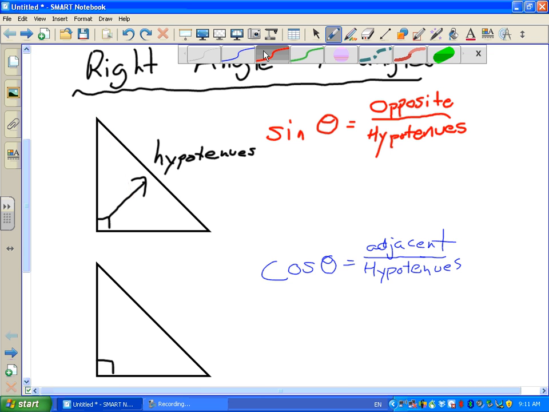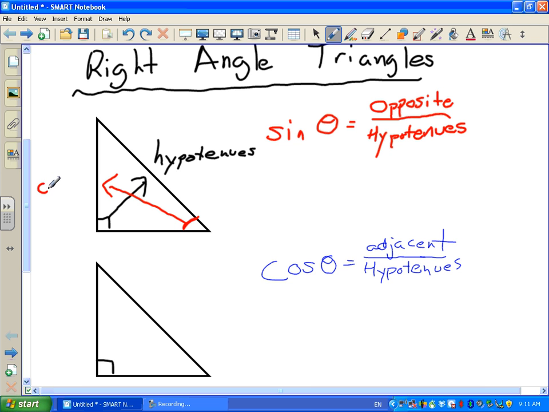Let's say we're working at this angle on the triangle now. The opposite side of the triangle is now over here. The side has changed. This is the opposite side. And the adjacent side to this angle is right here. Remember, there will always be two sides of the triangle touching the angle. The adjacent side is the one that's not the hypotenuse.